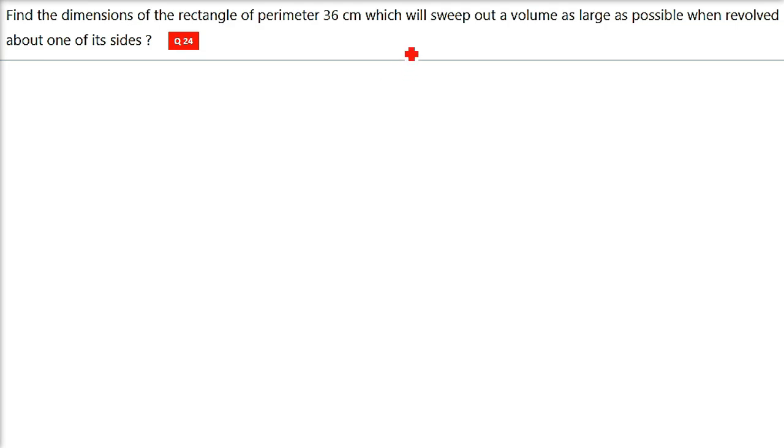Next question is, find the dimensions of the rectangle of perimeter 36 cm which will sweep out a volume as large as possible when revolved around one of its sides.